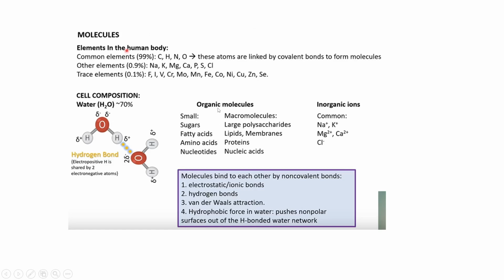Okay, and organic molecules, when we talk, then the small molecules and macromolecules. The sugar is a small molecule, and if there are repeating units of sugar molecules, then it constitutes the polysaccharides, large polysaccharides. And similarly with fatty acids, when there is more than one single fatty acid, then it constitutes the lipids and membranes. So lipids and membranes constitute the fatty acid.